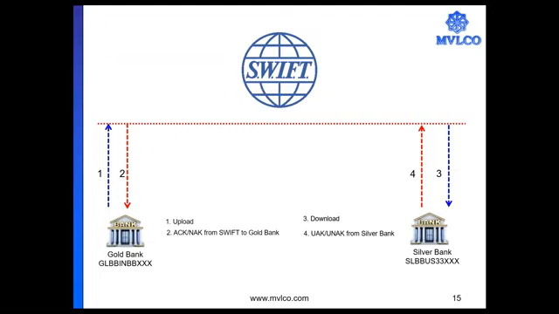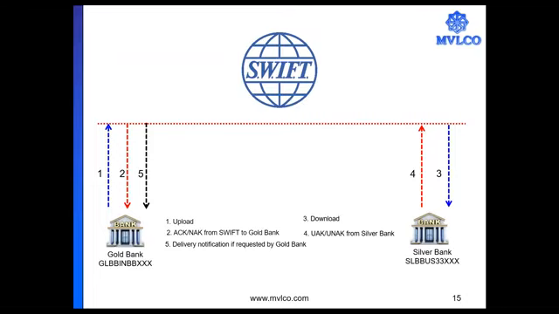So UAK or UAC would mean that Silver Bank has received the message and accepted it for processing. UNAC would mean Silver Bank has not received the message in the proper way. If requested by Gold Bank, SWIFT will also send a delivery notification of having delivered that message to Silver Bank. That comes here at step number 5.